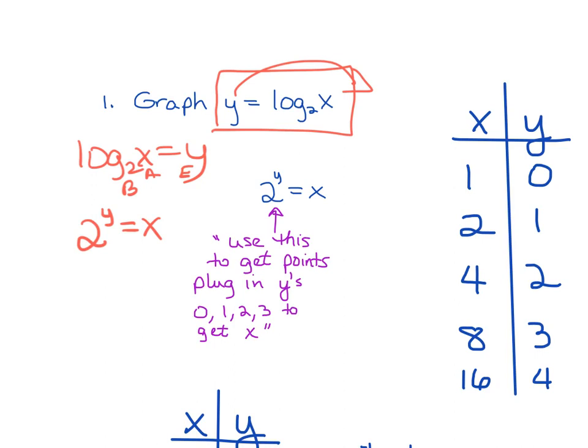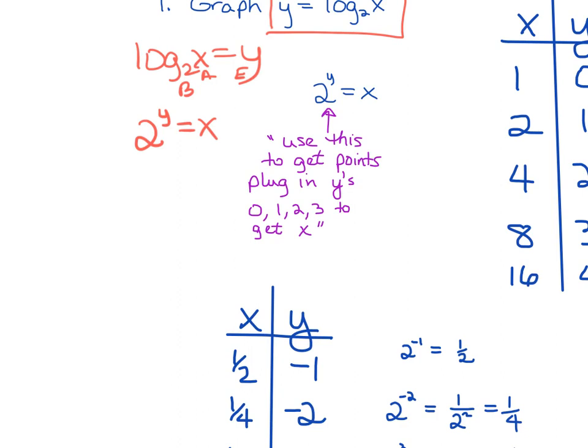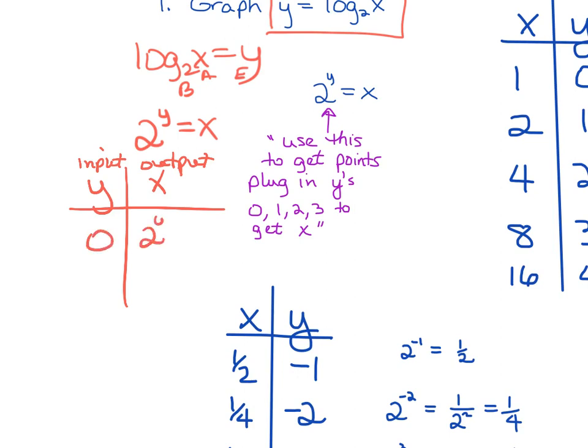So another way to graph a log function would be to turn it into an exponential function and then plug in values. This time, instead of plugging them in for x, I'm going to plug them in for y. I've already got the tables here, but just to walk you through, let's say I set it up. This is the input. This is my output.